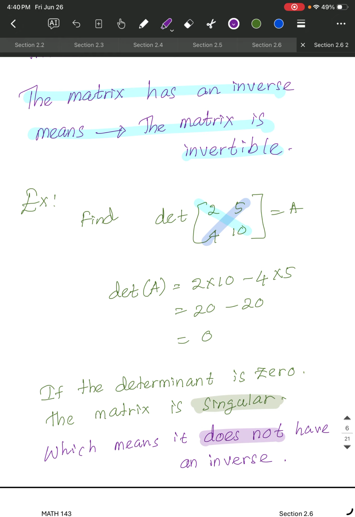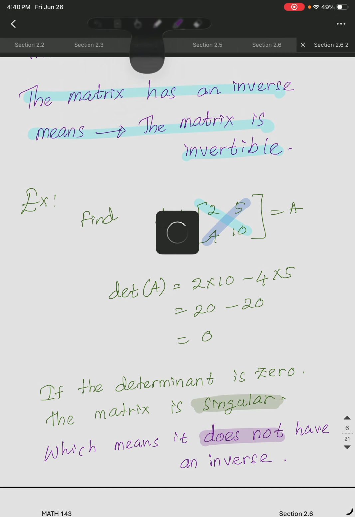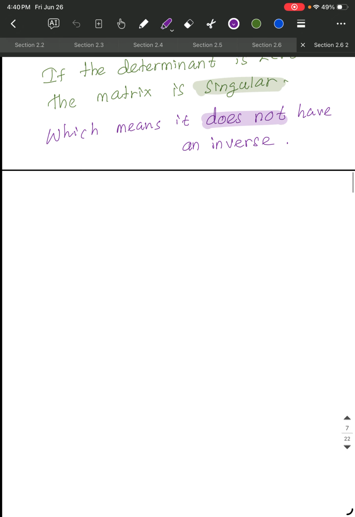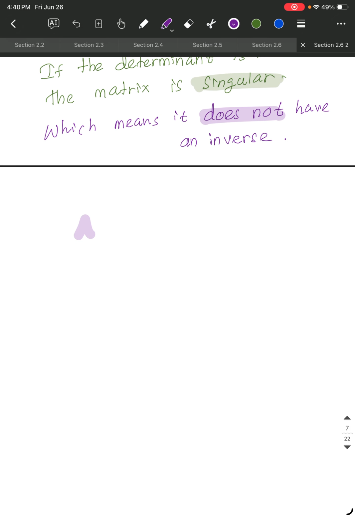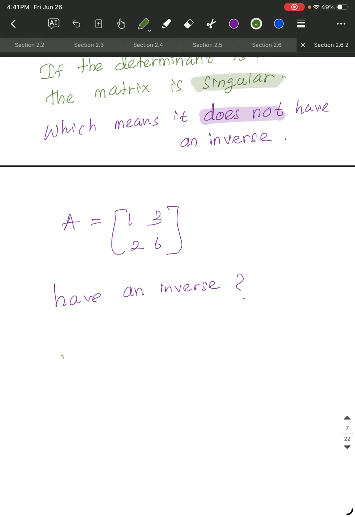Okay, let's go to a new example. Let's say the matrix A is 1, 3, 2, 6. Pause the video, find the determinant, and answer the question: does it have an inverse? Compute by yourself.